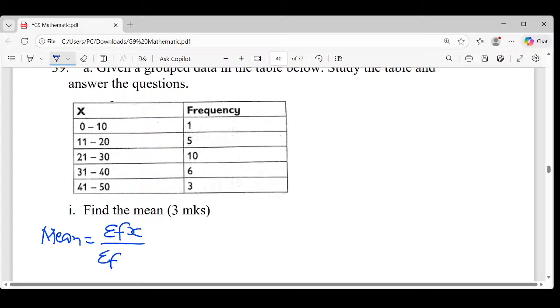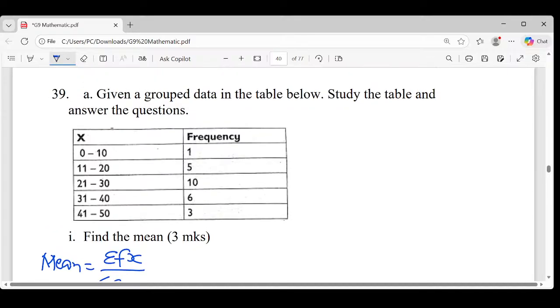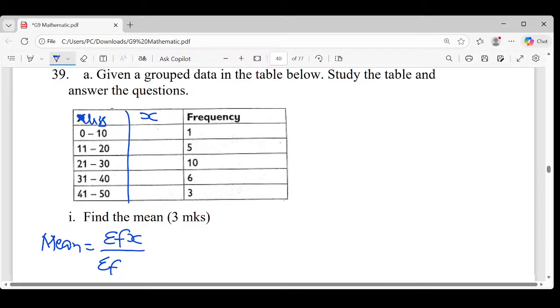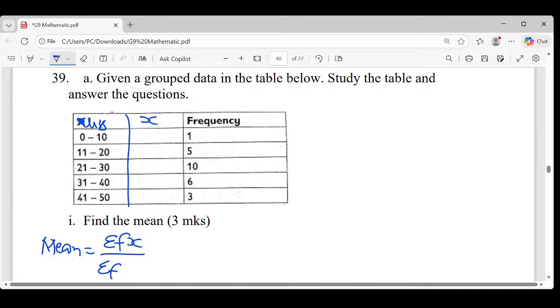Do we have the summation of fx? No. This is just grouped data. In fact, this column should not be x, this is just class. We need to introduce a column x, which is the midpoint of our classes. So 0 plus 10 divided by 2 is 5. Then 11 plus 20 divided by 2 is 15.5. 21 plus 30 divided by 2 is 25.5.